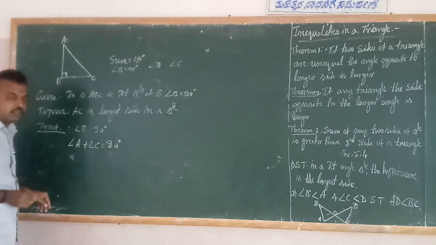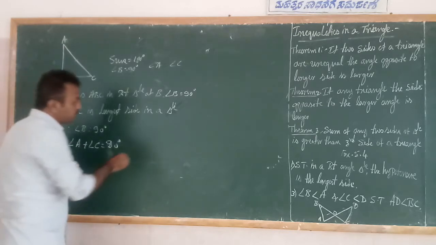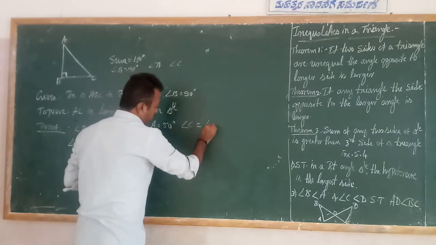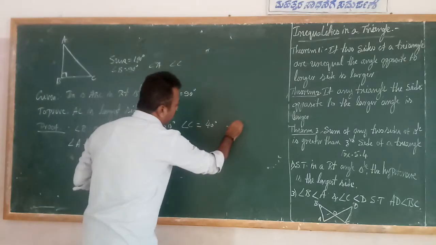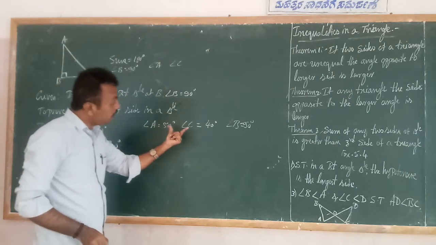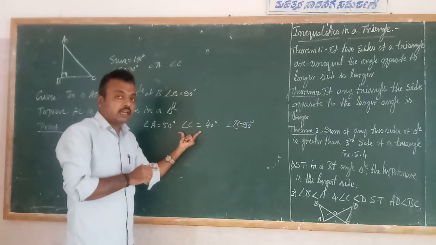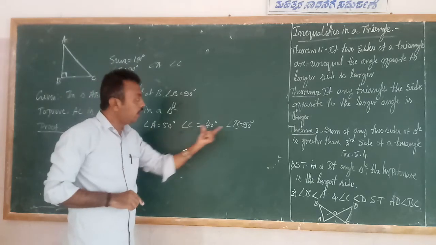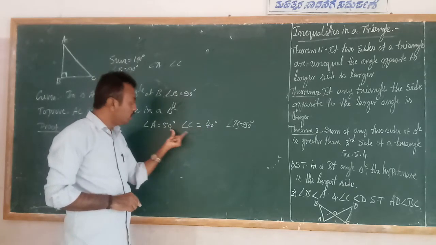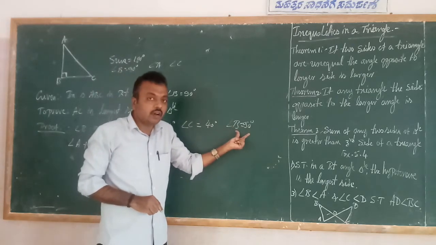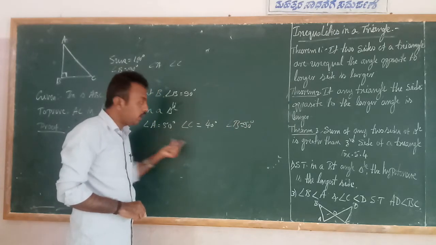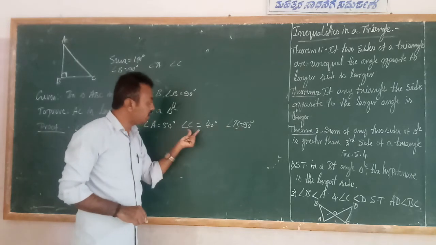Yes or no? Correct. For example, see students, angle A is 50 degrees, angle C is 40 degrees. Angle B is already 90 degrees. So the sum of angle A and angle C becomes 90 degrees. Suppose angle A and angle C are 50 and 40. Then angle B is greater than angle A, and angle B is always greater than the remaining two angles.